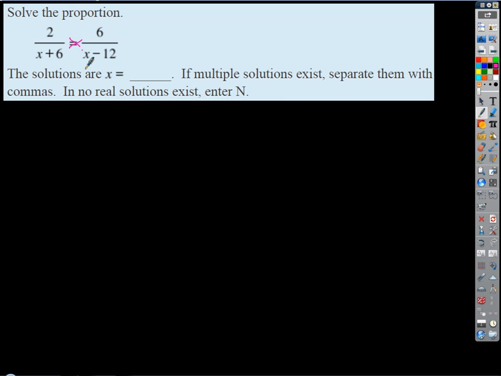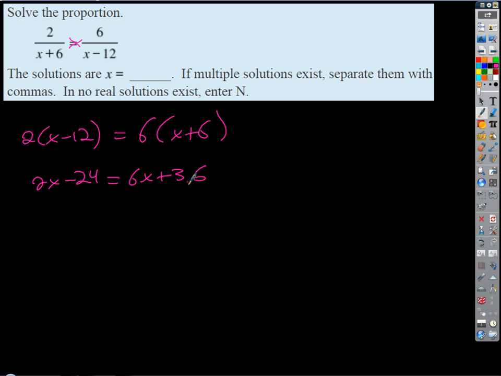So, should we skip it? No, I think we should do it. So if we cross multiply, we get 2 times x minus 12 equals 6 times x plus 6. 2x minus 24 equals 6x plus 36. What do we get? 4x on this side. What do we get here? Negative, is that 60? So if I divide by 4, x equals negative 15.